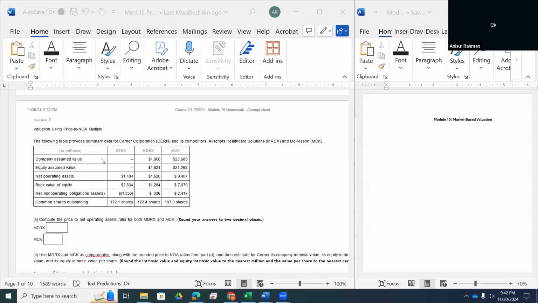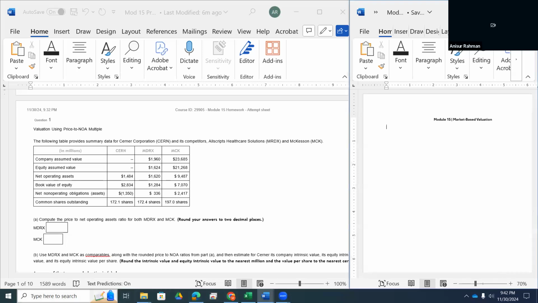So we have information about Sarner Corporation and its competitors. We have to compute the price to net operating assets ratio. So price divided by net operating assets for both MDRX and MCK. Round your answers to 2 decimal places.